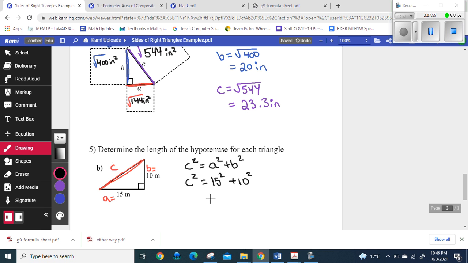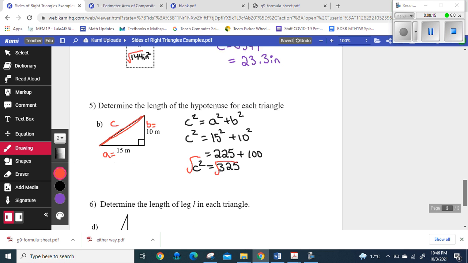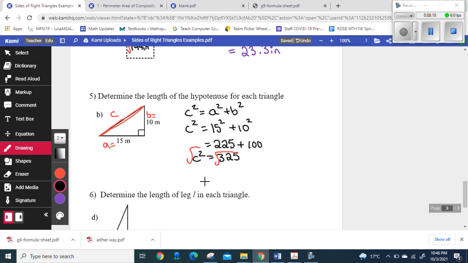And B is going to be 10. 15 squared is equal to 225. 10 squared is equal to 100. Add those up, 325. So that's what C squared is. We've got to square root in order to finish our answer, finish our question. So the square root of 325 is going to be approximately 18. What are our units? Meters? Meters. So that's how long the hypotenuse is.